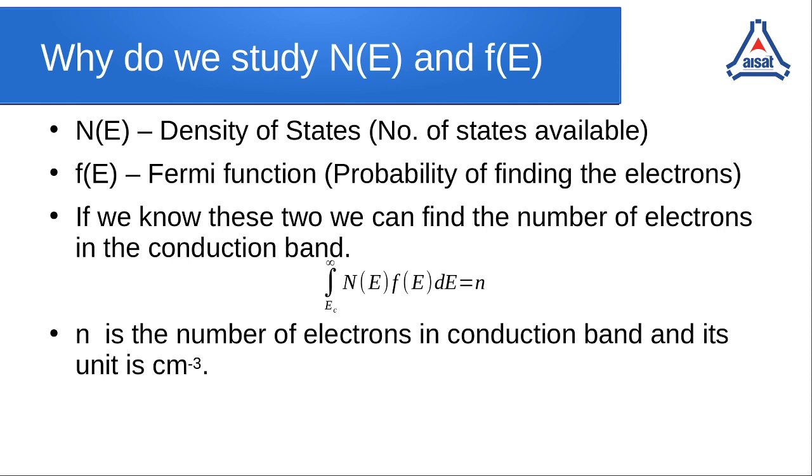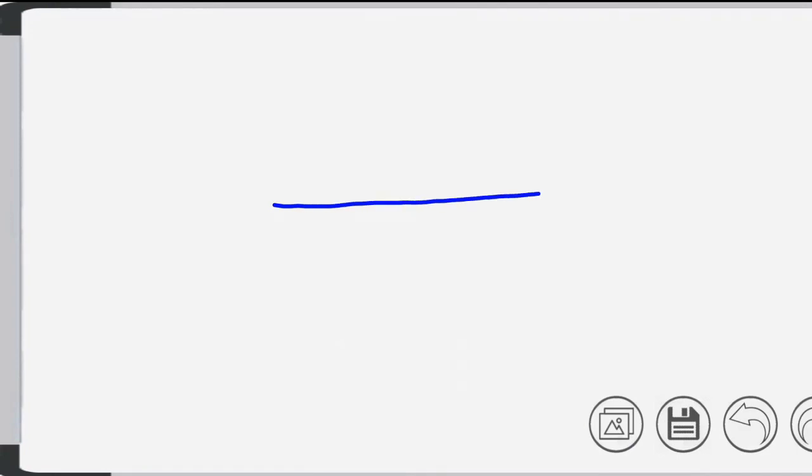From the equation, it's clear. N is the number of electrons in the conduction band and its unit is centimeter raised to minus 3, per volume. Now let's see how the number of electrons can be found from knowing the density of state and the Fermi level.